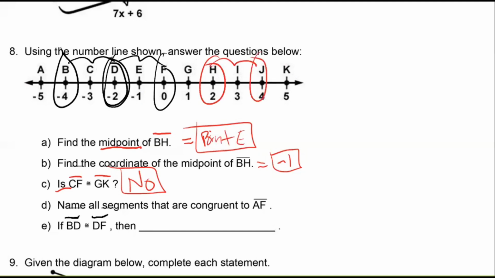Then segment HJ is congruent to, so 1, 2, 1, 2, 1, 2, 1, 2, 1, 2. And let's just make this up: H, I, J, K, L. Let's just make an L here because we ran out of space. So HJ is congruent to JL. And you could just use the same method. Okay, that is how you do number 8.